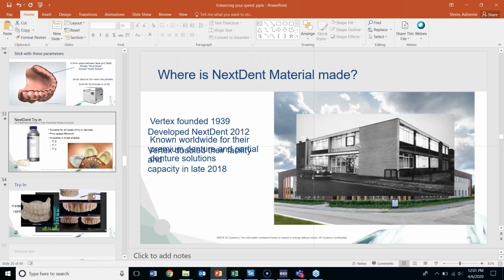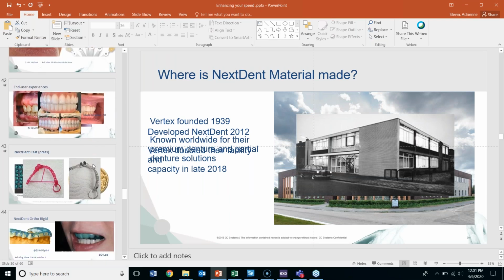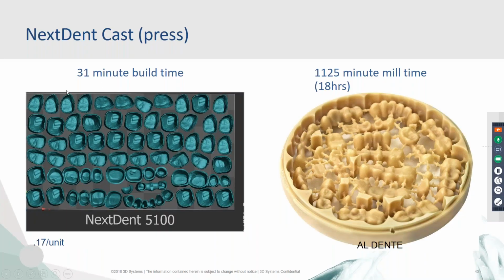Now I'm going to go ahead and skip past the dentures that we worked on Friday, and I'm going to show you some of the other indications, because I know that a lot of you were here on Friday. You can use the Nextdent cast for pressables as well, and it takes about 30 minutes to do 75 units, and you can do them for about 17 cents a unit. And this is what it would take to mill, 18 hours, so 1,125 minutes. So I am a firm believer a mill is a good combination with a printer, but you don't need to use the mill for things that your printer can do.